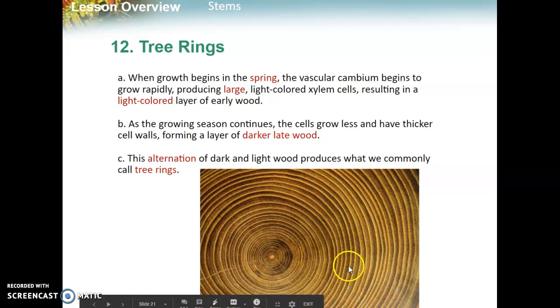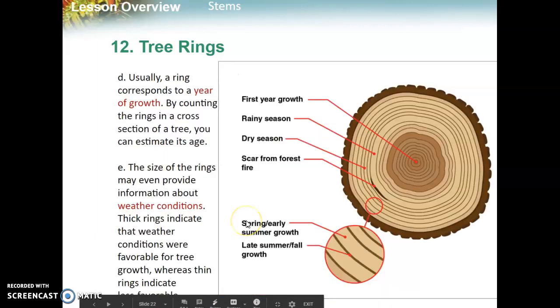And so what you see is these alternating rings: light, dark, light, dark, spring, summer, spring, summer, spring, summer. And each one of those rings, the difference between the two, produces what is normally a year's worth of growth. So usually a ring of the tree corresponds to a year's worth of growth. And so by counting the rings, you can age the tree. So you have, let's see, 1, 2, 3, 4, 5, 6, 7, 8, 9, 10 years of growth. Spring, summer, spring, summer kind of things.